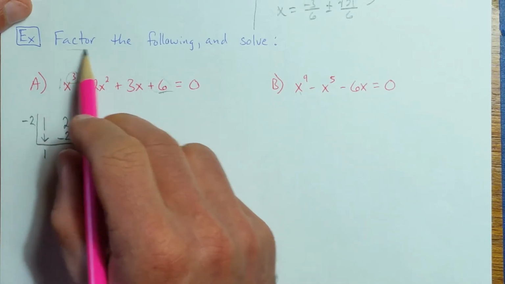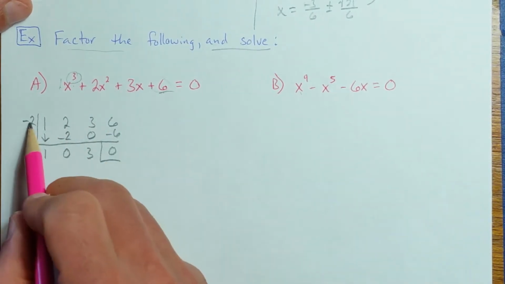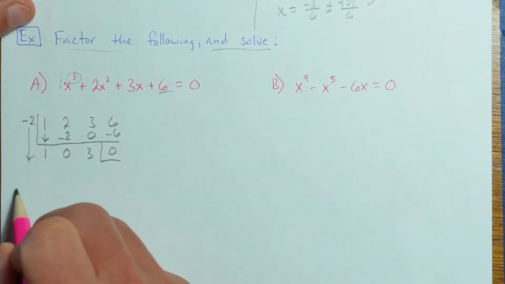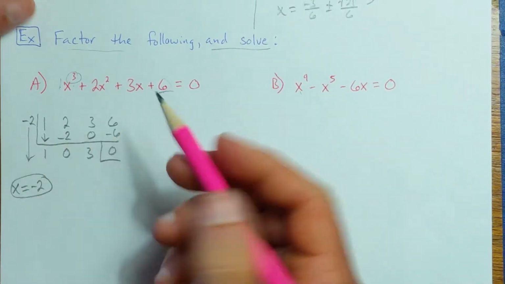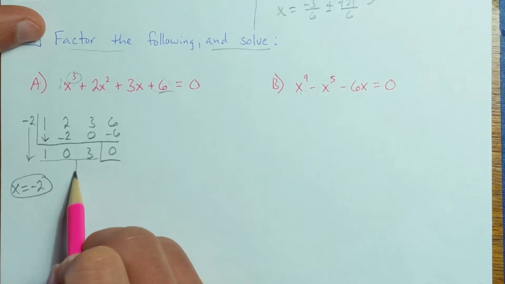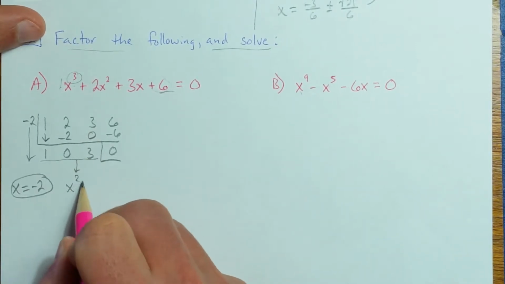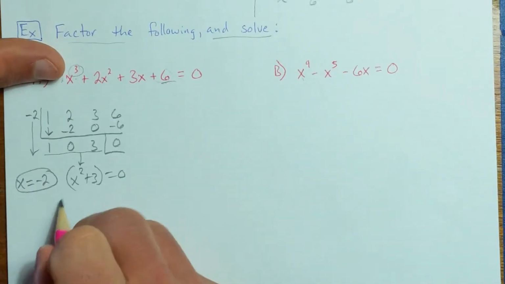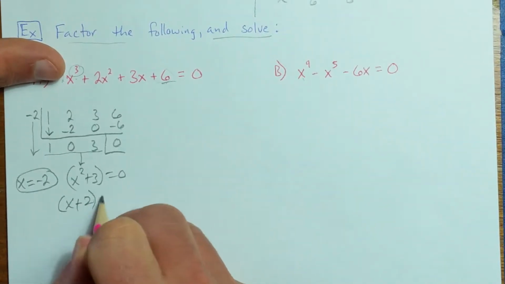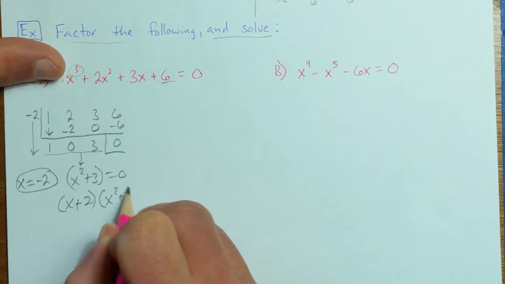Now it's asking me to factor and solve. So right now this, I can factor it into x plus 2, or I know that x is equal to negative 2. So I don't really need to factor that part of it. For this one, however, this is going to factor into x squared plus 3. And remember, realistically, this is set equal to 0. So if you wanted to just do the factoring, you would have x plus 2 times x squared plus 3 equals 0.